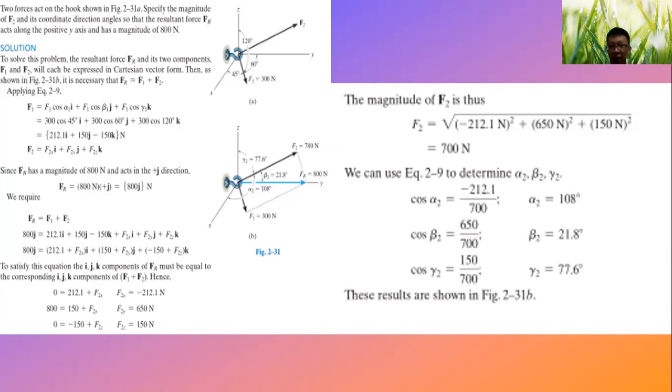And then we will get the answer, magnitude of F2 equals 700 Newton. And then by using the reverse method, right? Since we know that the value of the x component of F2 is negative 212.1, we use the reverse method to find the angle alpha 2, which is 108 degree, beta 2 is 21.8 degree, and gamma 2 equals 77.6 degree.